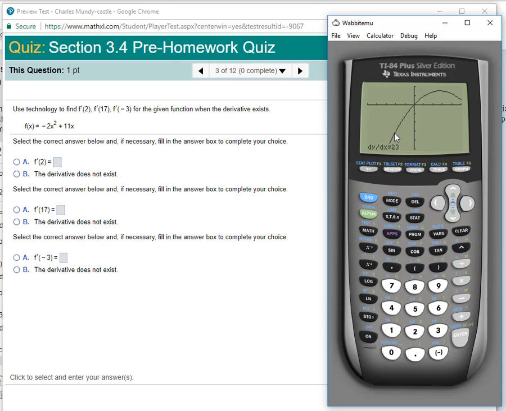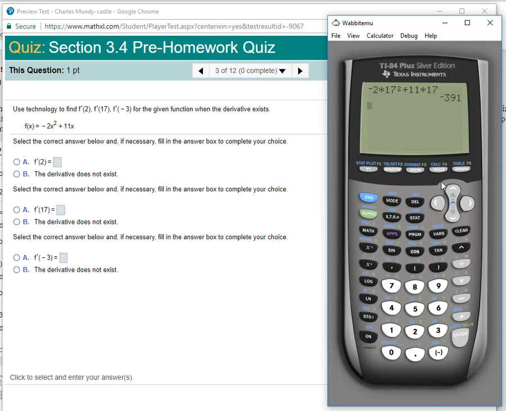Finally, let's do 17. In order to see what our y value should be at 17, you can just plug 17 into that function. So maybe go back to the home screen, quit out of here, and just plug in 17 and see what we get for our output. Negative 2 times 17 squared plus 11 times 17, and we get a value of negative 391.